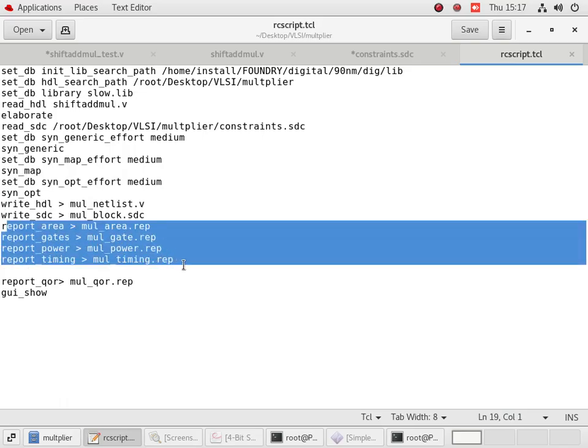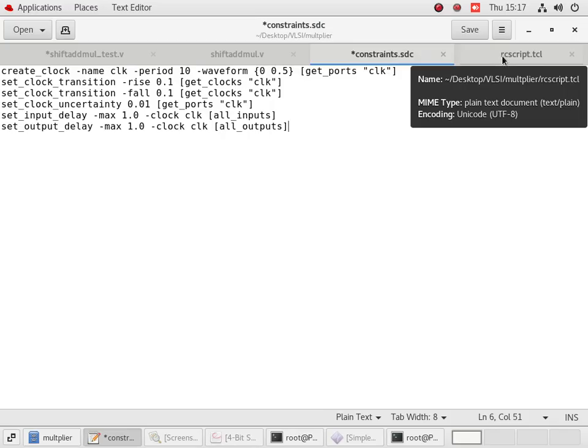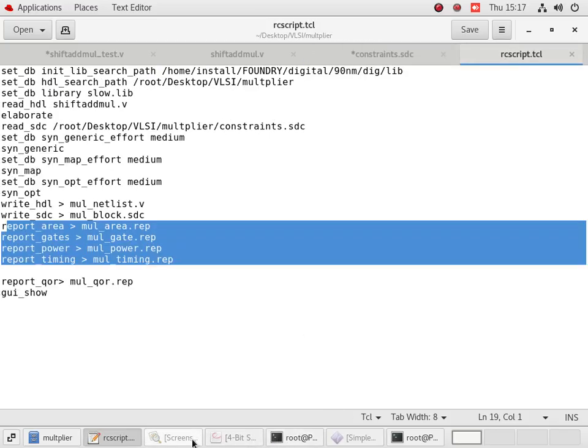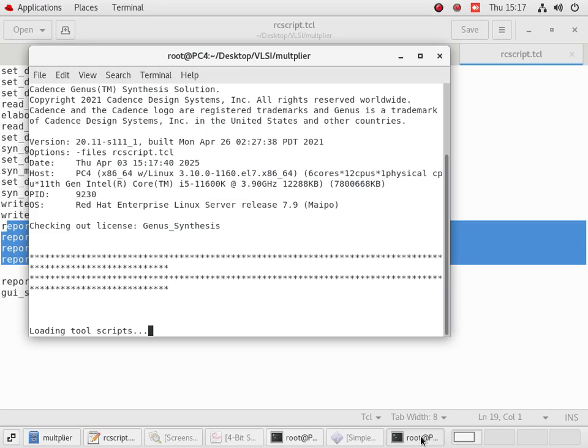So this is about the RC script, and for the synthesis we have to write the constraint file and the RC script file. Once we have done that, then we can go to the root, and then we call Genus. Genus is going to execute our RC script.